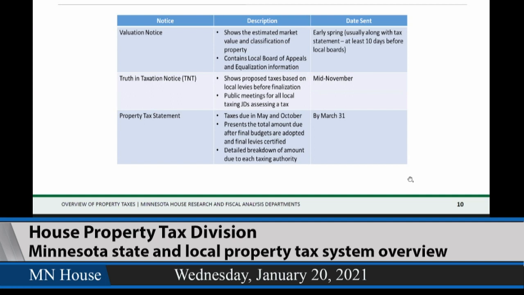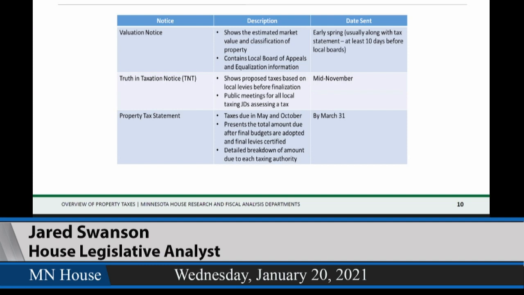These T&T notices also have information about public hearings that will be hosted by the local jurisdictions. And these hearings are designed to give the public a chance to weigh in on the levies that the counties, cities, and other local taxing jurisdictions plan on levying in the following year. And then finally, the property tax statement is sent out by March 31st, and it shows the final amount of tax due on the property, and it gives a detailed breakdown of how much money is going to each taxing authority.